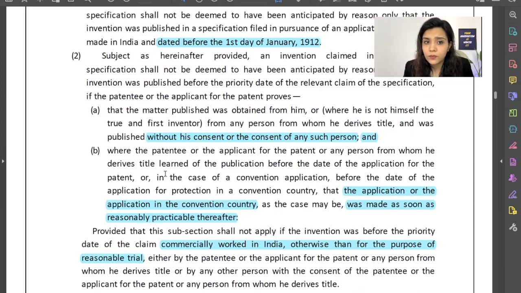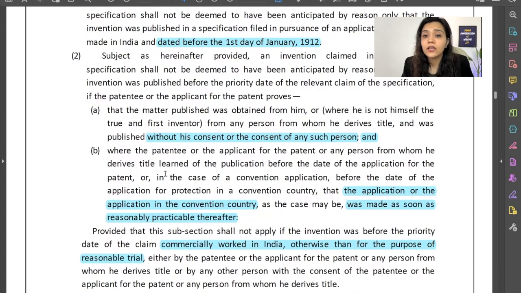It says, subject as hereinafter provided, an invention claimed in a complete specification shall not be deemed to have been anticipated by reason only that the invention was published before the priority date of the relevant claim of the specification, if the patentee or the applicant for the patent proves. So I'm stopping here to give you an explanation.